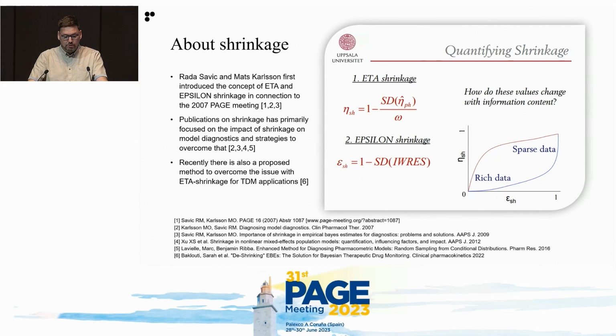TDM applications. The figure up here is a snippet from the original 2007 PAGE presentation that gives the definitions of eta and epsilon shrinkage and a graphical illustration of how these two measures depend on the information content of the data. From now on, when I'm talking about shrinkage, I will be focusing on eta shrinkage and the similar type of shrinkage for other parameters.